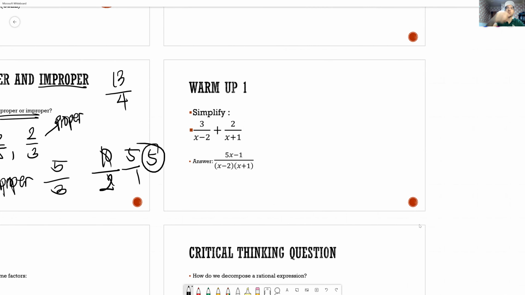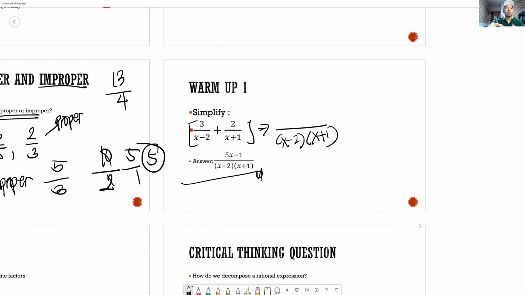So let's have here a warm-up. What if we're asked to simplify this one? The first thing that we're going to do is to find the least common multiple of this function. So the least common multiple of the two would be the product of this and this. So we combine that, and that becomes x minus 2, x plus 1.